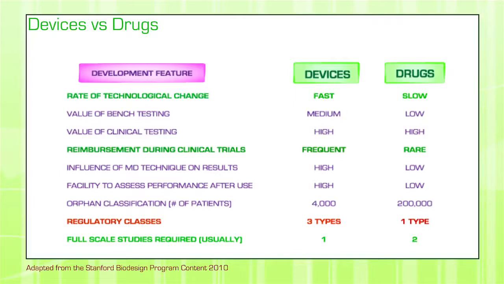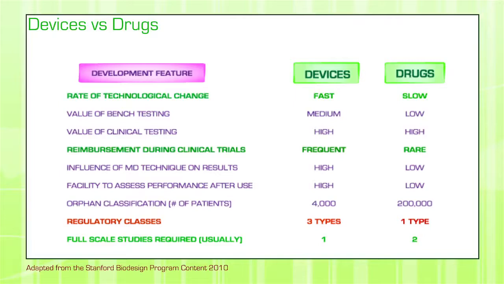Also, the value of clinical testing is pretty high in both. So you should know that clinical testing, this is testing in humans, which is the meaning of clinical, is as important in devices as in drugs. In the case of reimbursement during clinical trials, which might be a very important characteristic when thinking about creating a new medical device, it is actually very frequent on devices and rare on drugs.